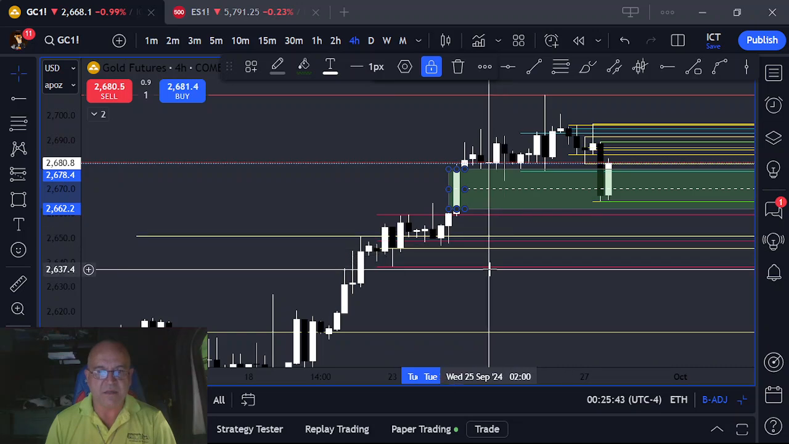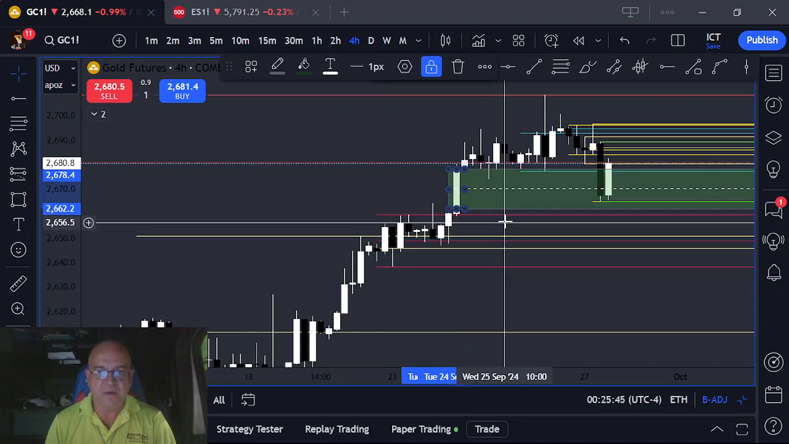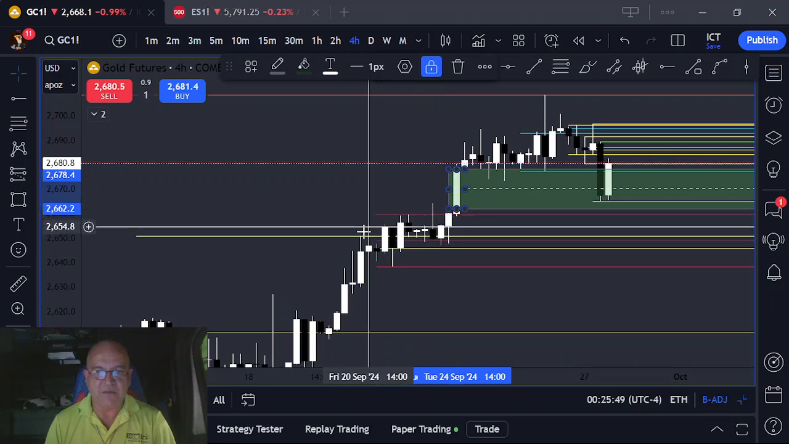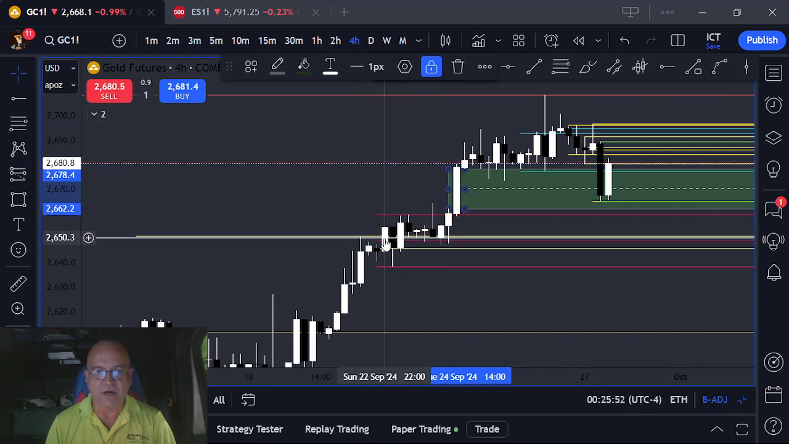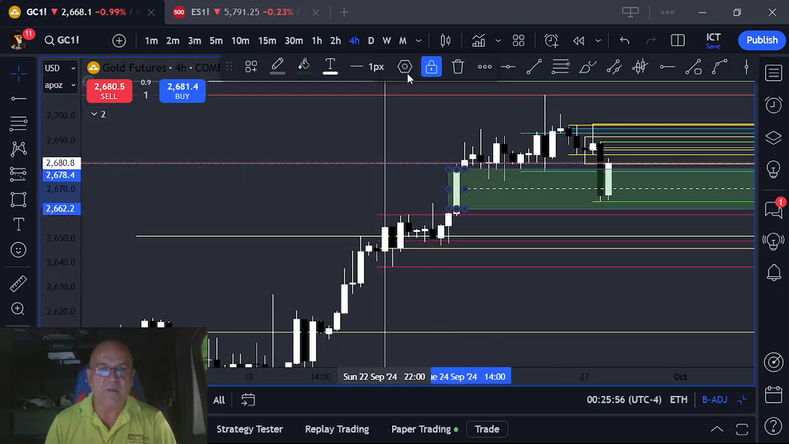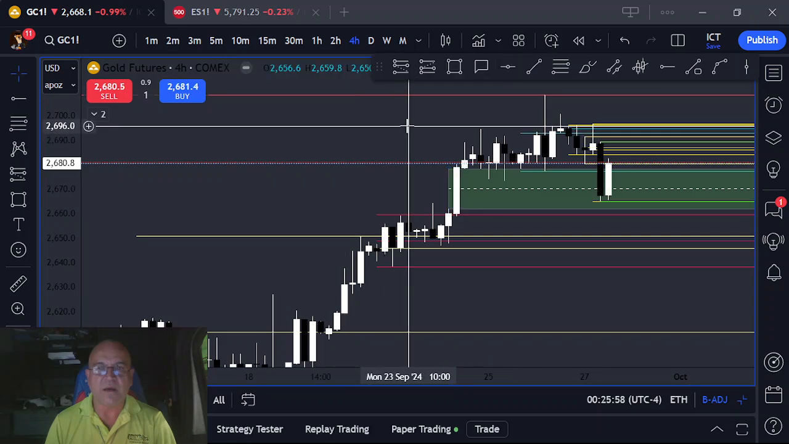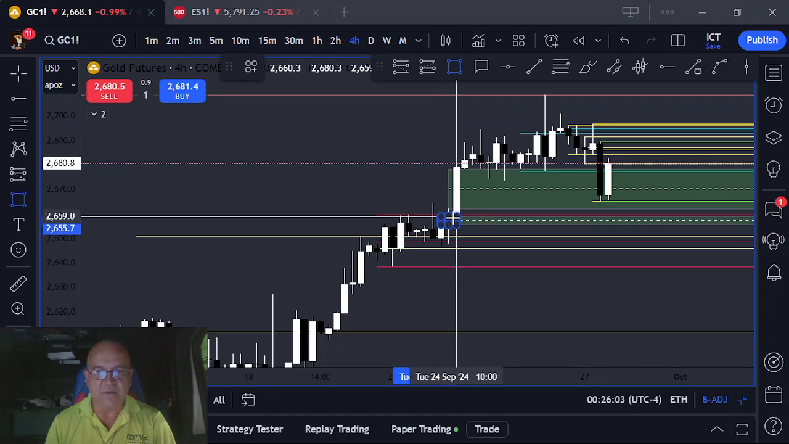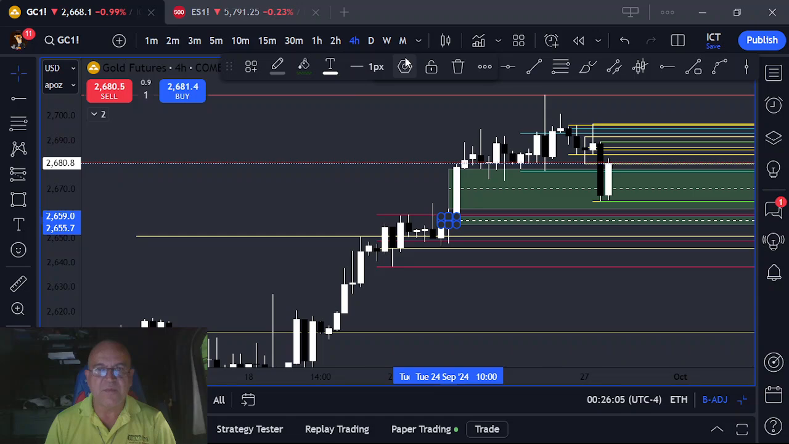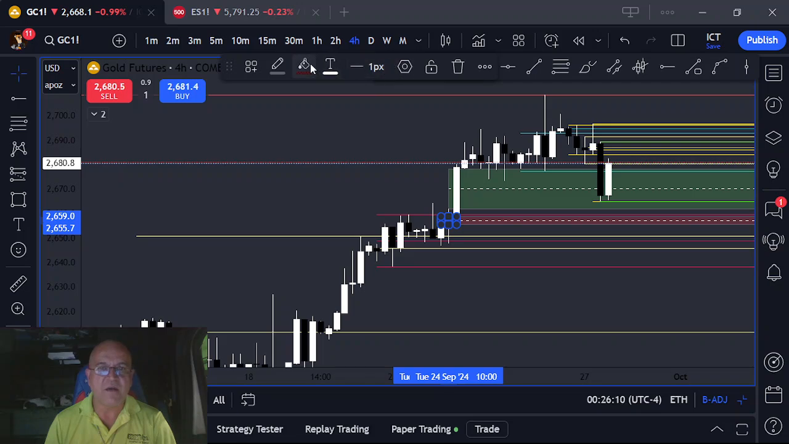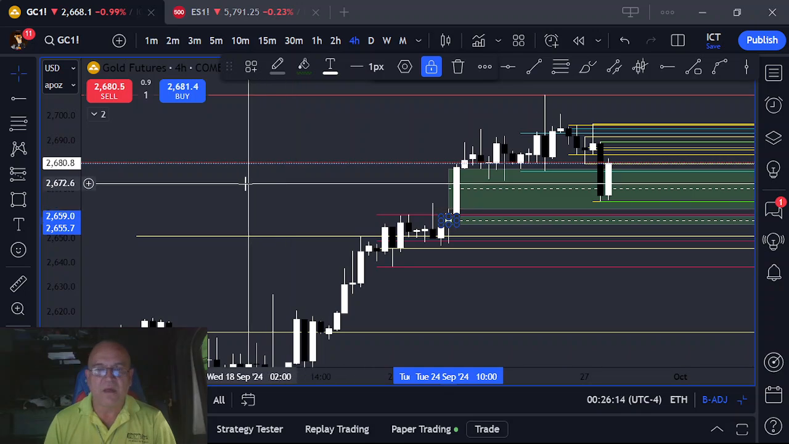Below that, we have this gap right here. Now this is our rebalance redistribution area on the 4 hour, right? But I am going to mark out this fair value gap as well, even though they are right next to each other. Fair value gap, bullish, lock it in. All right.